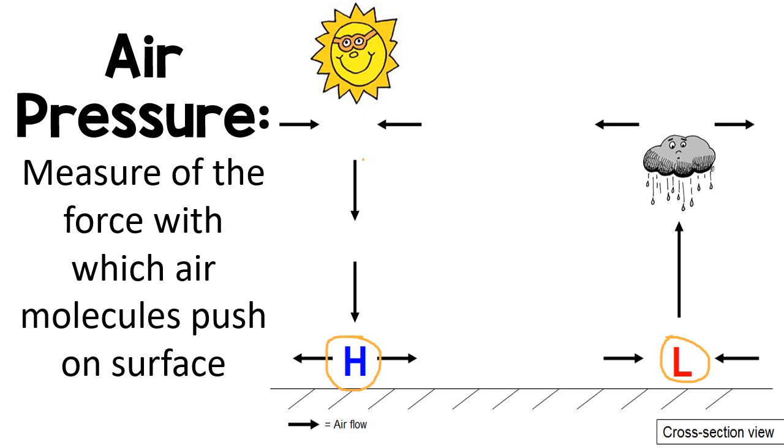High pressure means that you've got heavy cold air pushing down. That's why this H is blue, because it's cooler air. On the other hand, low pressure is warmer air that rises. So that's why the L is red, because it's warmer air, and warm air is less dense, so that's why it rises.